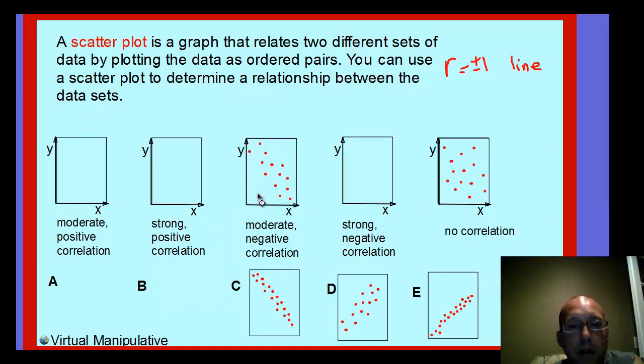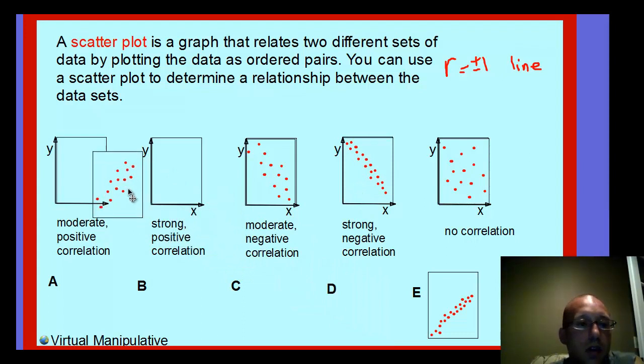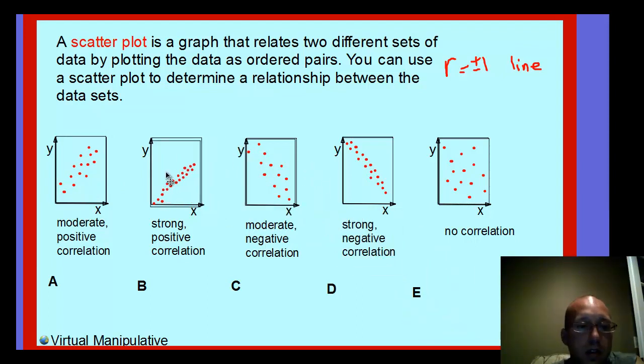This is going to be a moderate negative, while this one here is going to be a strong negative. Strong negative because the points are closer together. And then D here, this will be a moderate positive. They're increasing, but not really tight. And then E here would be a strong positive.